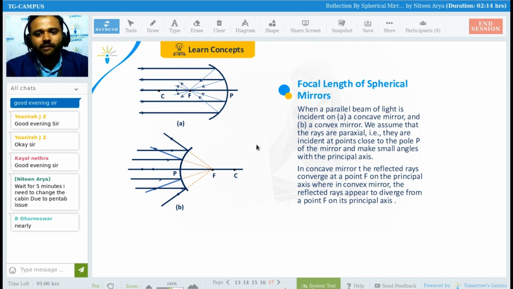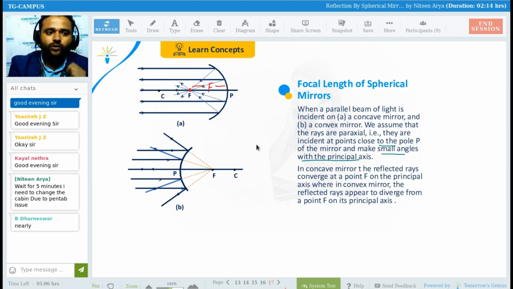Deep core meaning. For a spherical mirror, as we know, when a parallel beam of light is incident on a concave mirror and a convex mirror, we assume that the rays are paraxial. Paraxial means they are incident on a point close to the pole P of the mirror and make small angles with the principal axis. As you can see, every particular parallel incident ray has a single point, and that particular single point is known as the focus. The distance between the point of focus and the pole is known as the focal length. Nothing more than that.